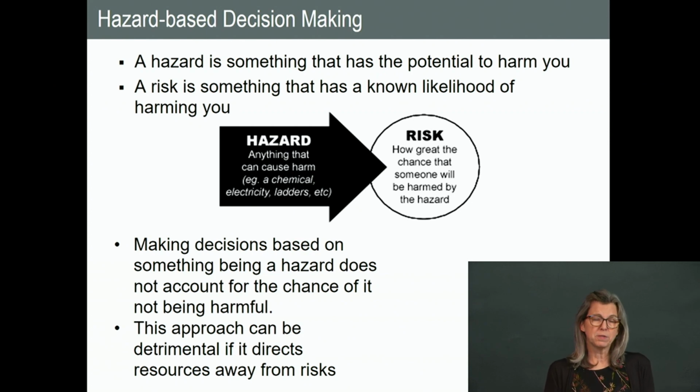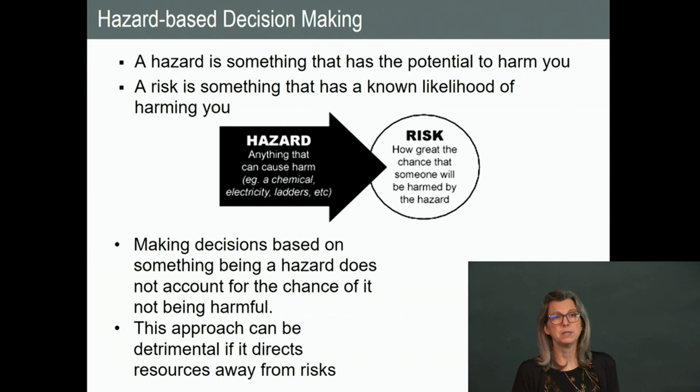But risk-based decision making is really driven by the idea that there are always limited resources. Even if you have a lot of funding, you have limited resources in terms of people's time and attention to work on these problems. So you're always going to have to choose some things to work on and some things not to work on. And so the detrimental part of hazard-based decision making is that it could direct resources away from things that are more likely to happen. That could be potentially more risky because you're not taking that likelihood piece into account.